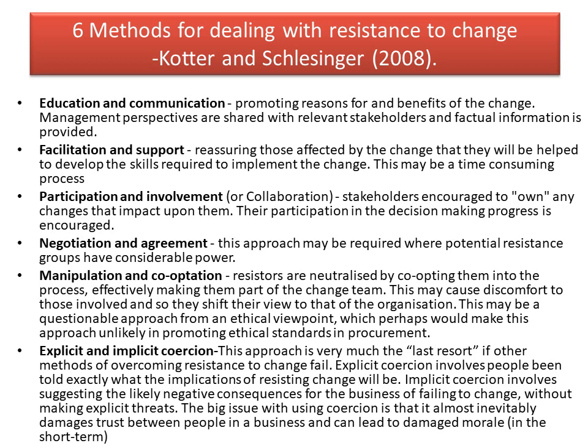And the final method is explicit and implicit coercion, and it's very much the last resort if other methods fail, and it involves people being told exactly what the implications of resisting change will be. Implicit coercion involves suggesting negative consequences for the business of failing to change without making explicit threats. The big issue with using coercion is it almost inevitably damages trust between the people and the business and can lead to damaged morale. So very, very important methods of dealing with resistance.